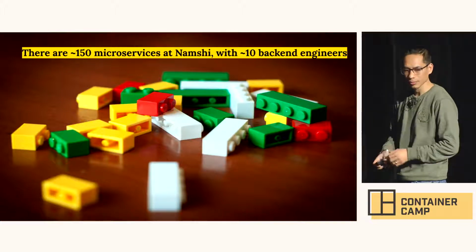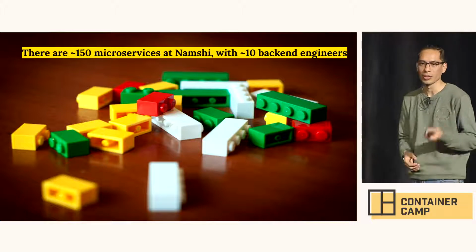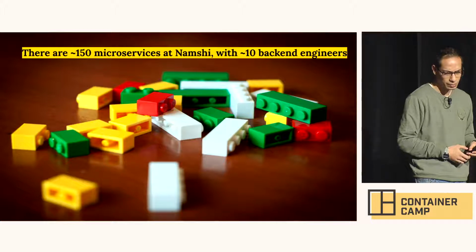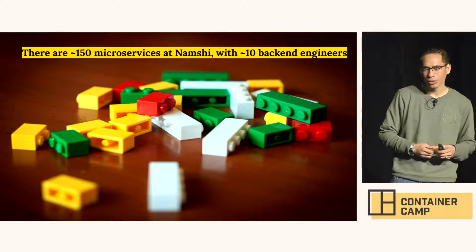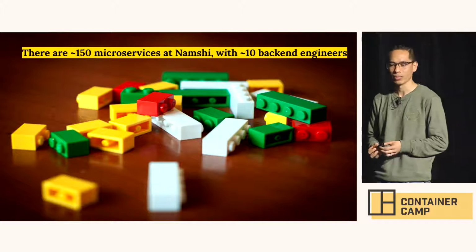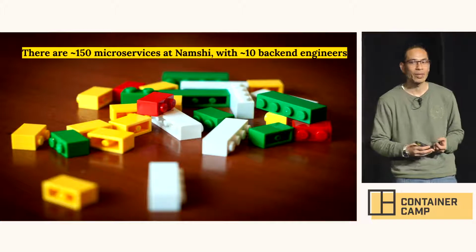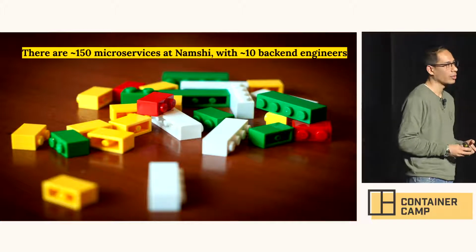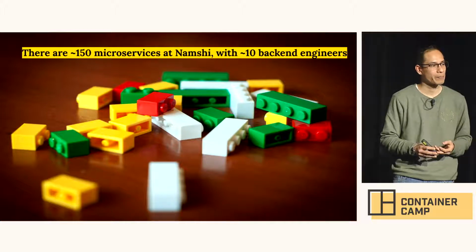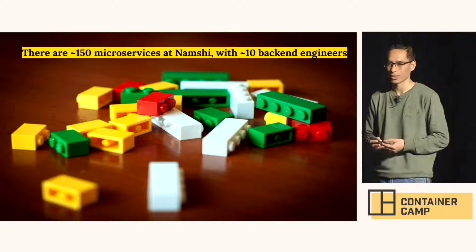So as I said, currently Namshi probably has more than 150 microservices now, because it's been a year since I've left Namshi. But a thing to note there is all of it was done and made possible with just around 10 backend engineers. What you need to think about here is it's difficult for bigger teams to move faster.